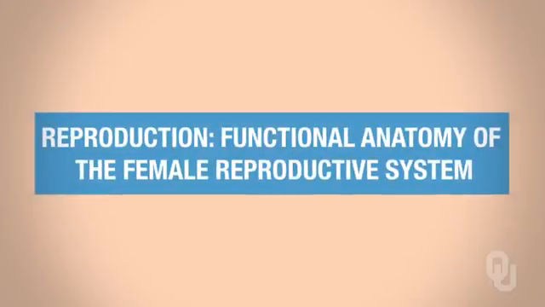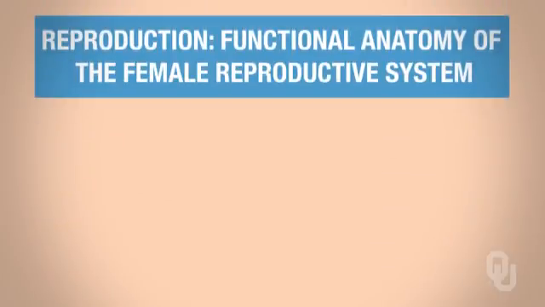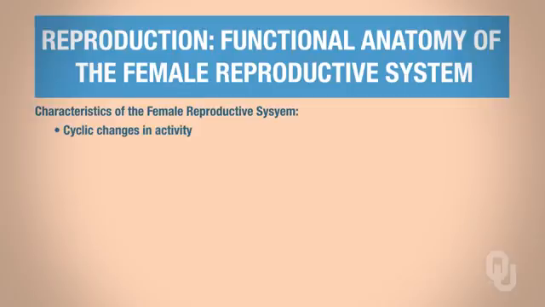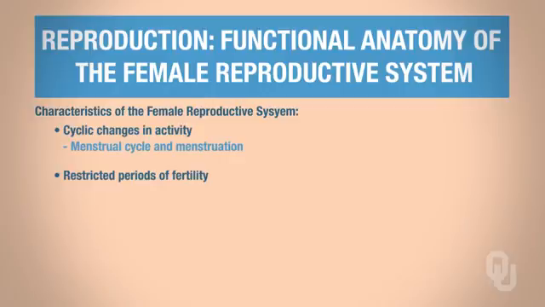Okay, in this segment, we're going to be discussing the functional anatomy of the female reproductive system. Before we begin, we're going to look at some characteristics of the female reproductive system. Keep in mind that there are cyclical changes that occur via the menstrual cycle and menstruation. There are periods of restricted fertility, and that is occurring during ovulation. And females have a limited gamete production.